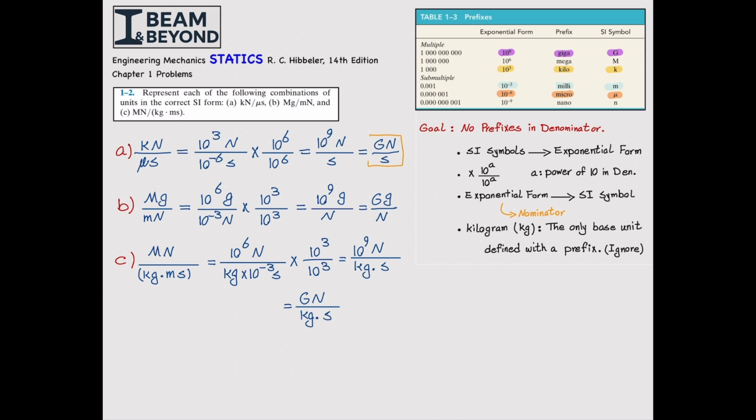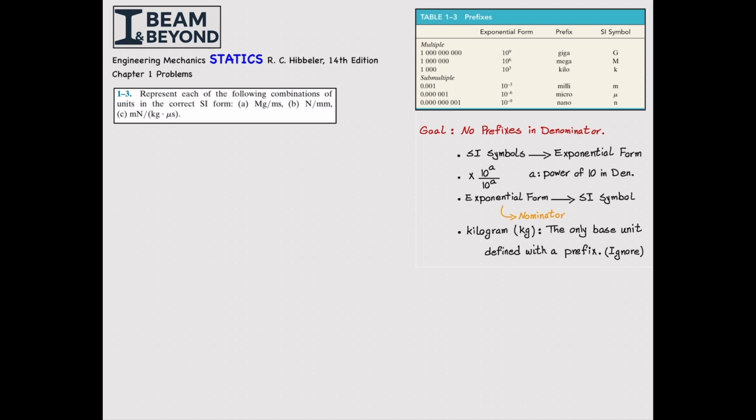Let's highlight the final answers. Perfect. Now, let's move to the final problem in this video. Problem 1-3. Represent each of the following combination of units in the correct SI form. A, megagram per millisecond. B, Newton per millimeter. And C, millinewton per kilogram microsecond.